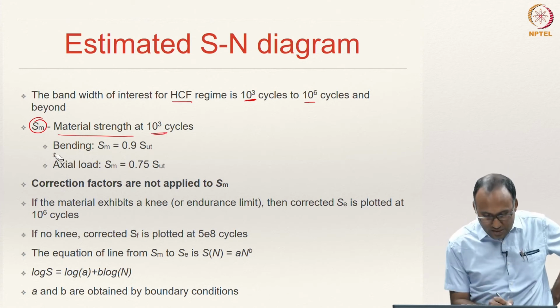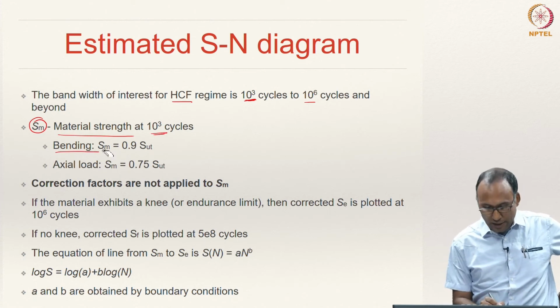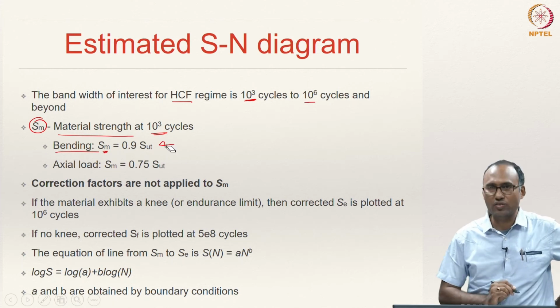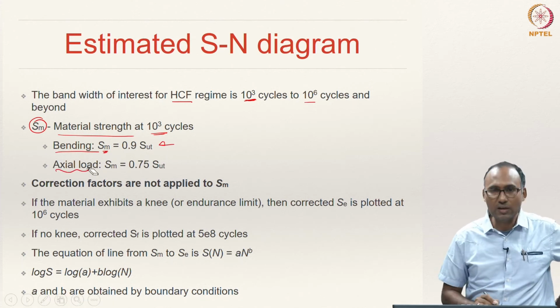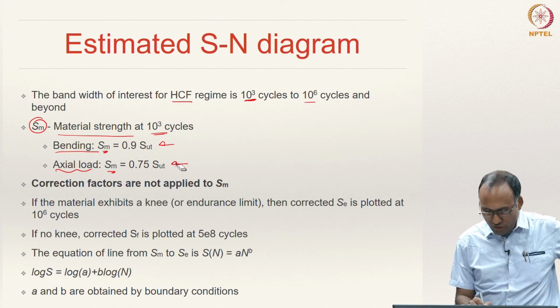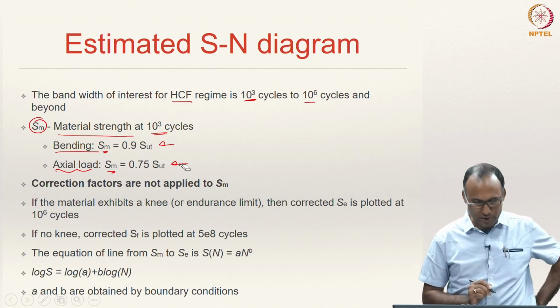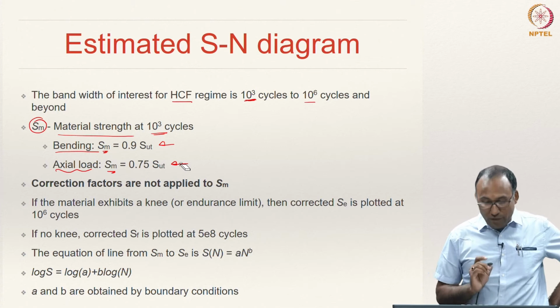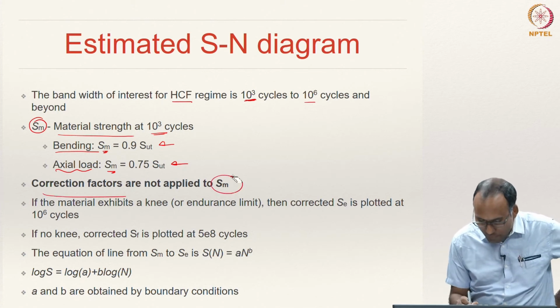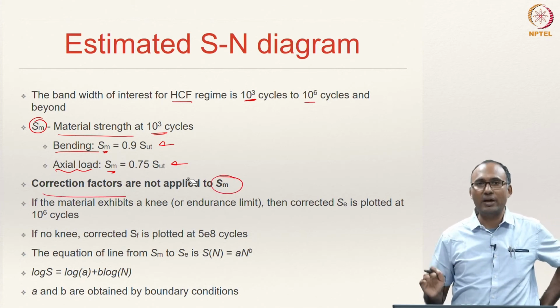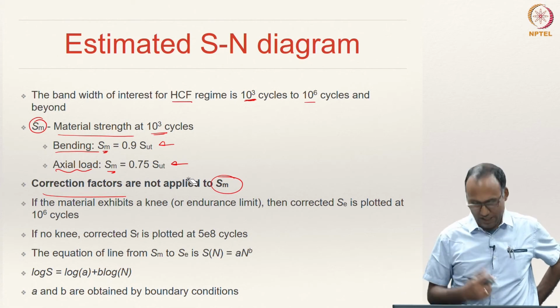If the loading is bending, then SM has to be taken as 0.9 times SUT. If the loading is axial, then SM has to be taken as 0.75 times SUT, very important to know. And you should never apply correction factors to SM. Correction factors are not applied to SM, correction factors are applied only to SE dash.